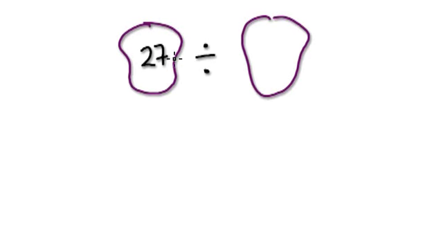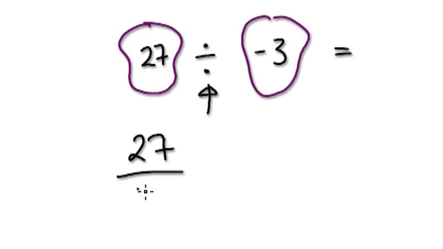Any number divided by any number. So let's say 27 divided by negative 3. Okay, so it's 27 divided by negative 3. What is that? Well, sometimes it's written like this. 27. We could write a divide like this, or we could write it like this. Okay. So there are two ways of writing divide.